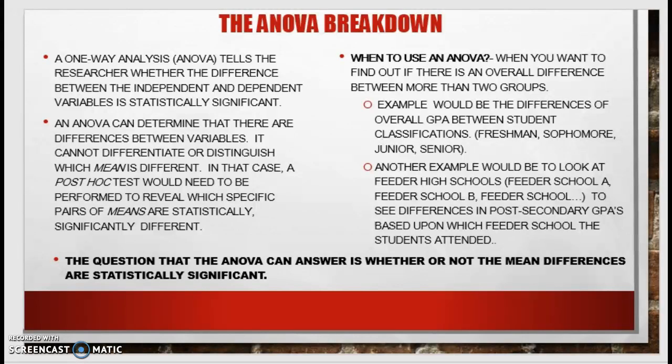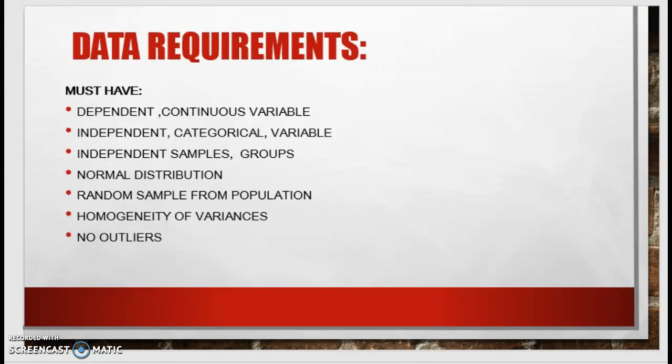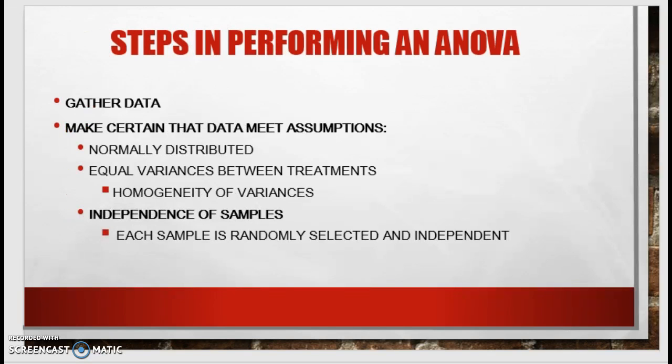In order to perform an ANOVA, your data must meet certain requirements. You must have a dependent continuous variable, an independent categorical variable, independent samples or groups, and these samples or groups must have normal distribution, and it must be a random sample from a population with a homogeneity of variances and also no outliers. You would gather your data, making certain that it meets all of the assumptions that we just talked about, the normally distributed information, the equal variances, the independence of samples, and so on.